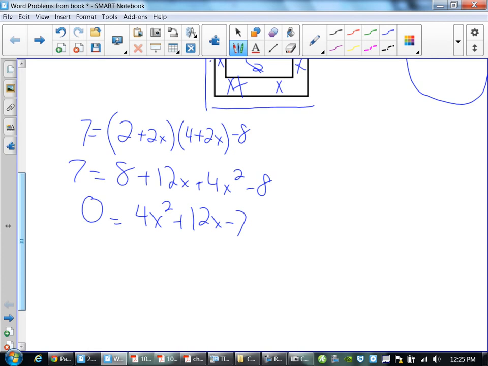But if I told you you could find zeros on your calculator by pressing a couple of buttons, wouldn't that just be as fast? Especially if you get better at it. Let's go to our calculator.